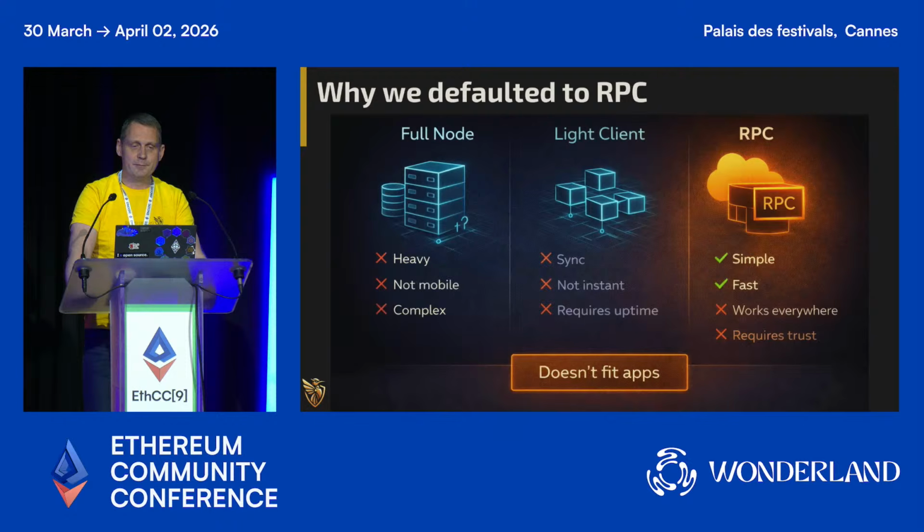RPC is amazing. Fast, simple, works everywhere, and completely unverifiable. Perfect product, terrible security model. It's just that one thing. It requires trust, and that's the trade-off that we made. We optimized for usability and accepted that the data is not verified. RPC is not wrong. It's just incomplete. We optimized for UX and outsourced truth.